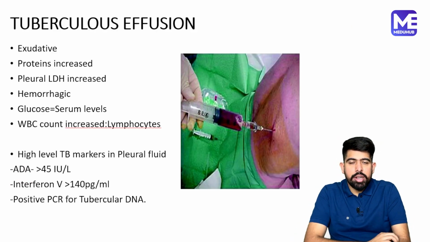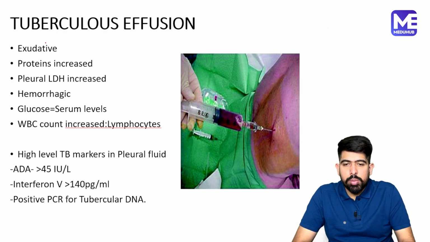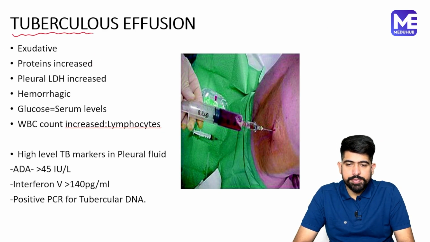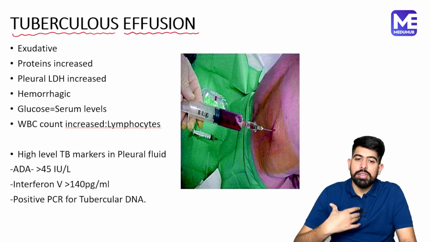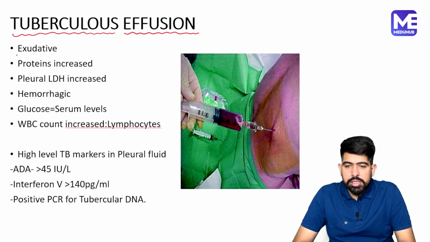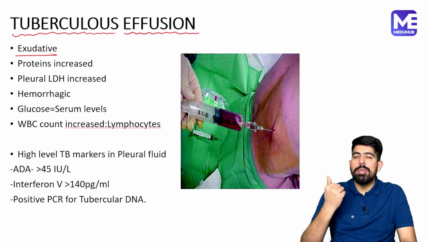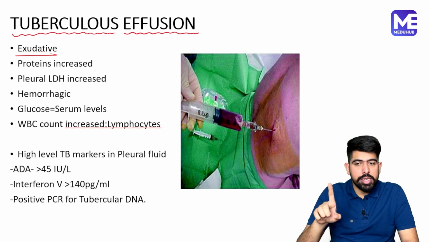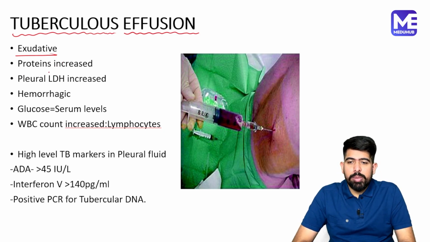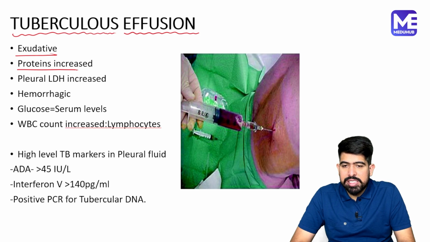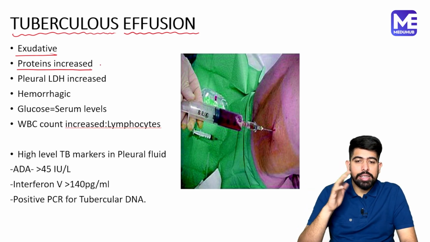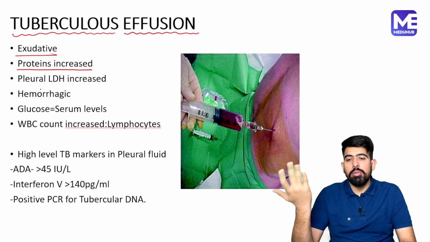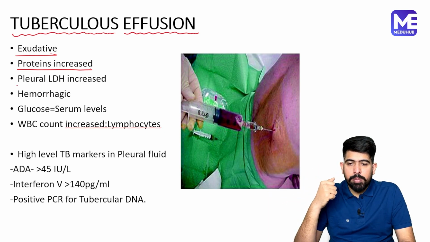The next thing we are talking about, which is important, is tuberculous effusion. If we talk about tuberculous effusion, what are its features? The first thing, it will be exudative. As we talked about exudative causes of pleural effusion, especially tuberculosis, right? The proteins will be seen increased, as we already talked. In the exudate there will be more and more protein, and with this the pleural LDH is also increased, right?